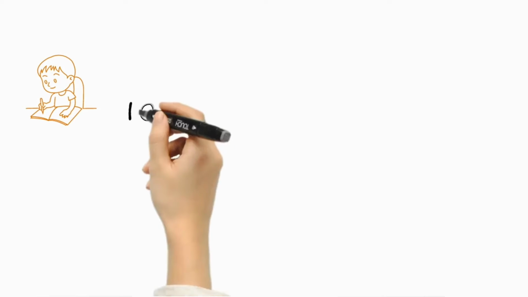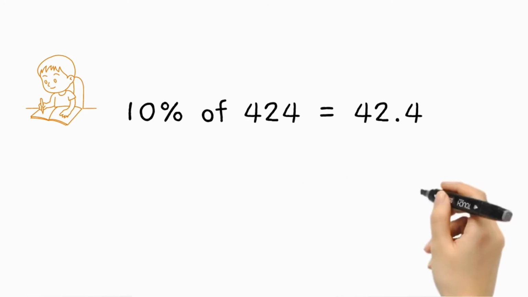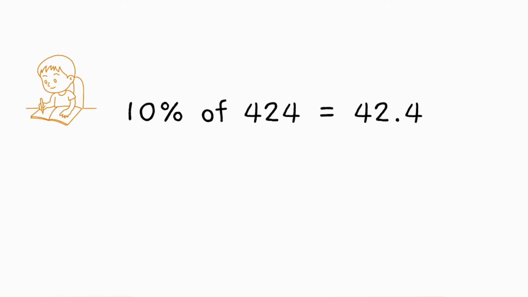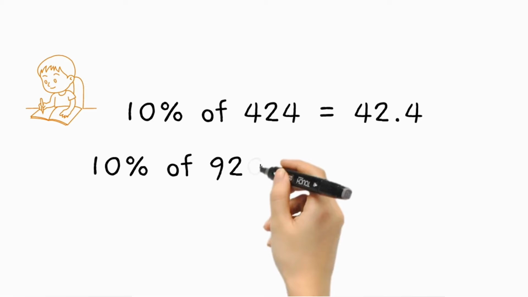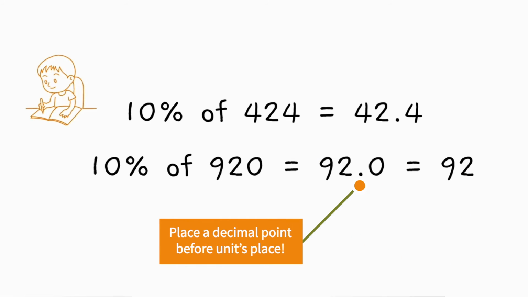Let us begin with the 10% value. For that, consider a number 424. 10% of 424 is 42.4. It is very simple. For any number, 10% value is obtained by placing the decimal point before its units place.